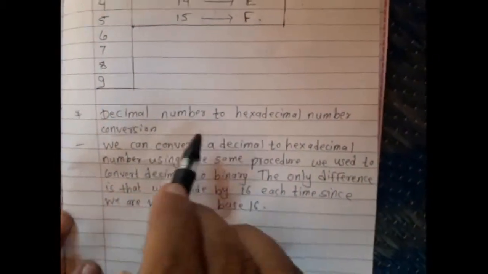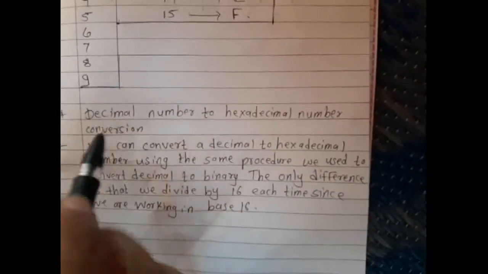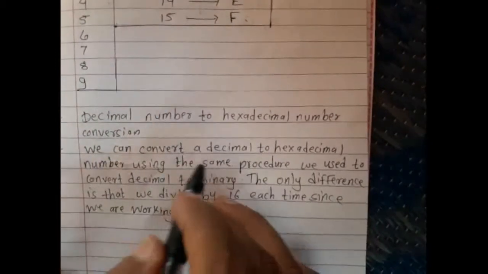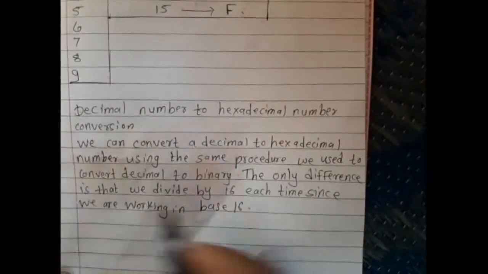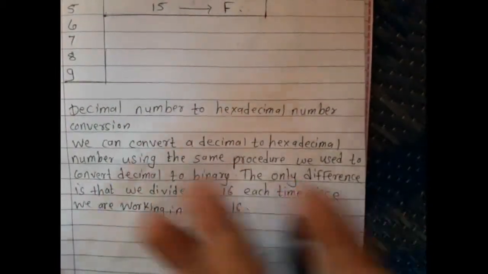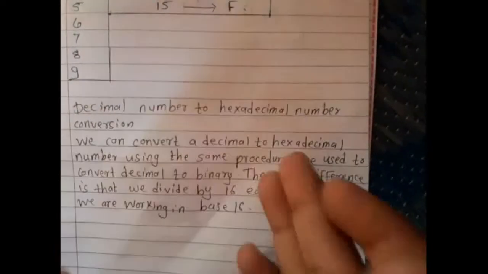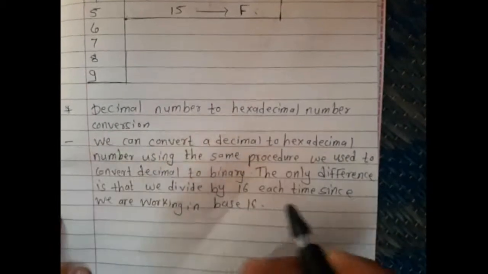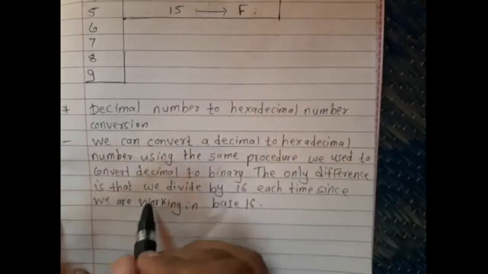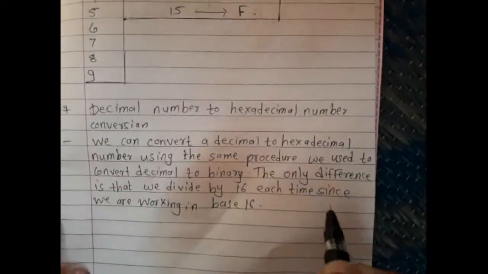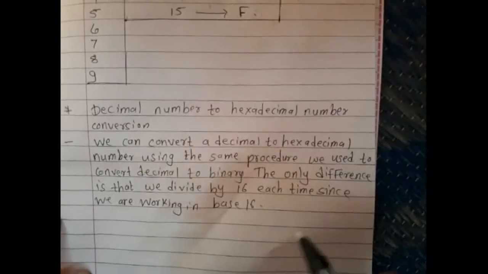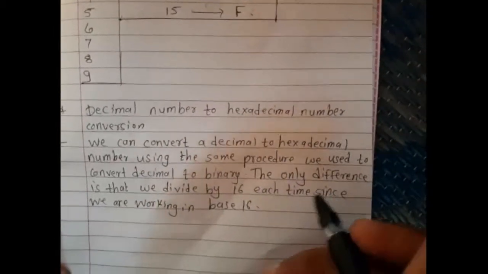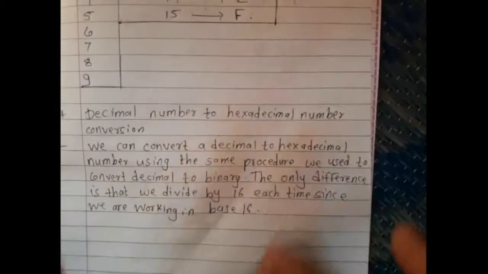Okay. Now see, student, decimal number to hexadecimal number conversion. We can convert a decimal to hexadecimal number using the same procedure as we used to convert decimal to binary. The only difference is that we divide by 16 each time, since we are working in base 16. What we have to do? We have to divide by 16. Now see, we will take one example.